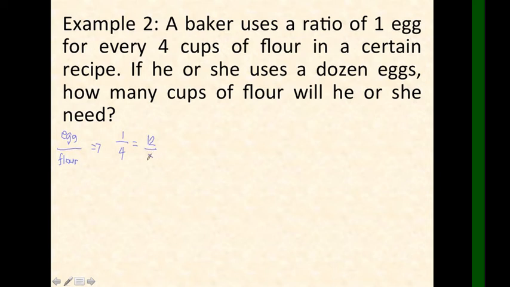So, that's x. We will just cross multiply the two. So, 1 times x is 1x or x. And 12 times 4 is 48. Correct. So, 48. It means that nangangailangan siya ng 48 cups of flour in a certain recipe if gagamit siya ng dozen of eggs. Did you get my point? So, that is direct proportion.